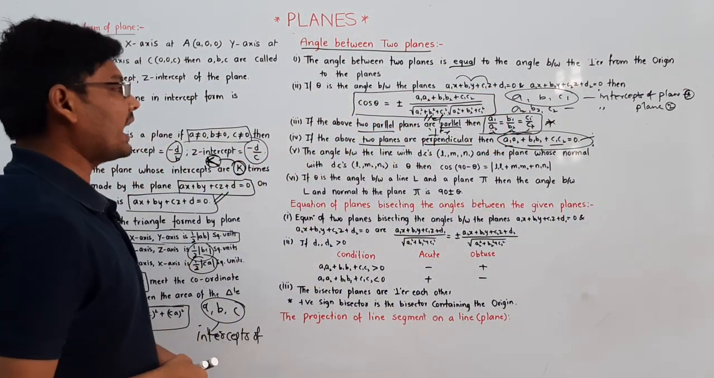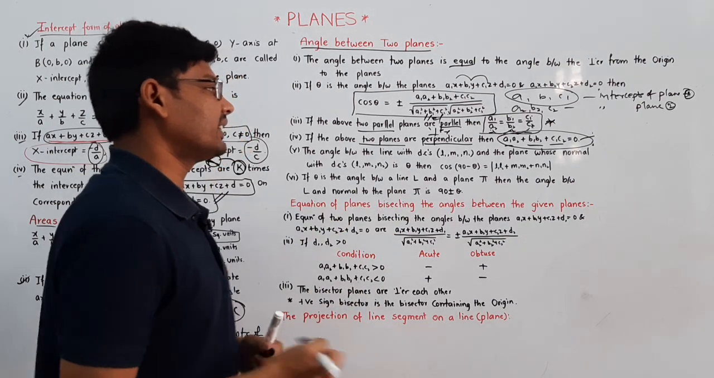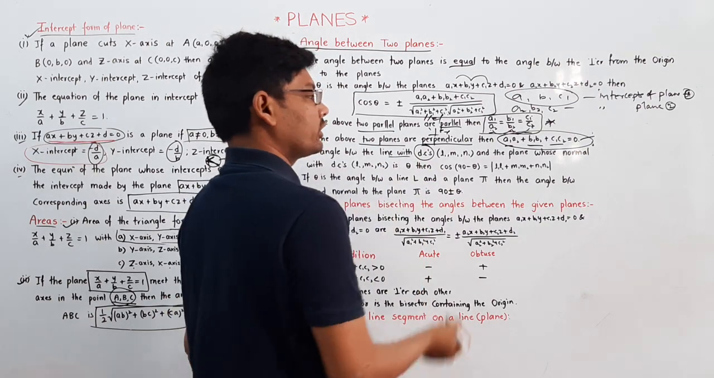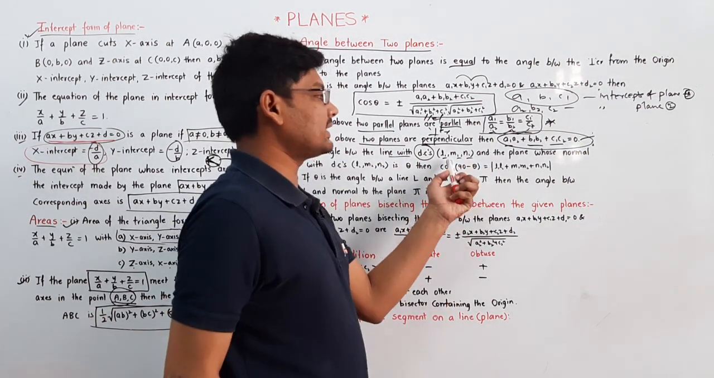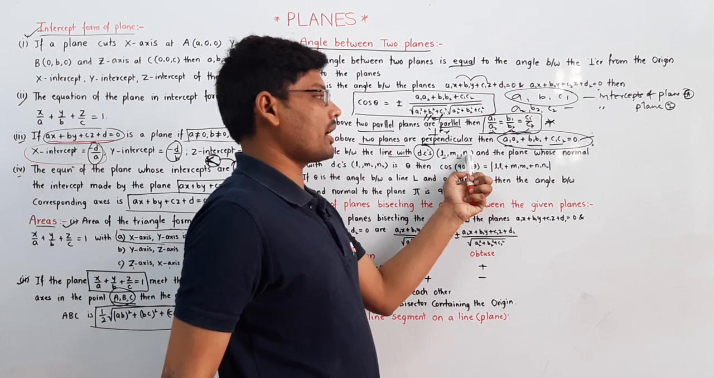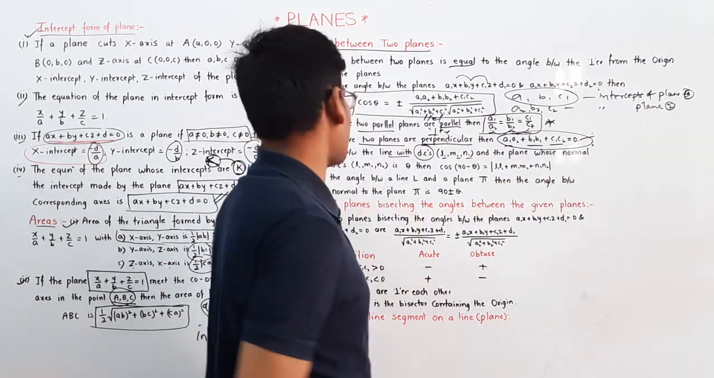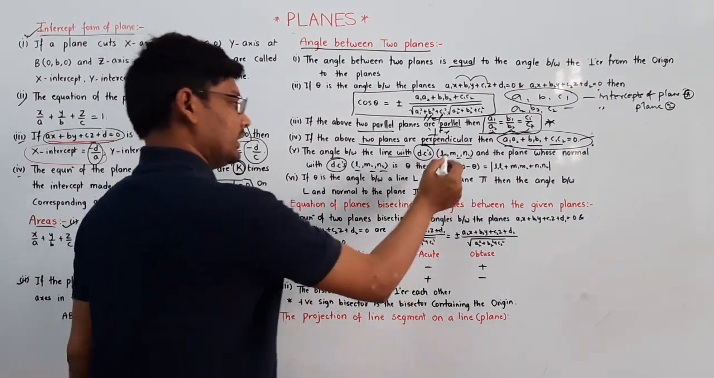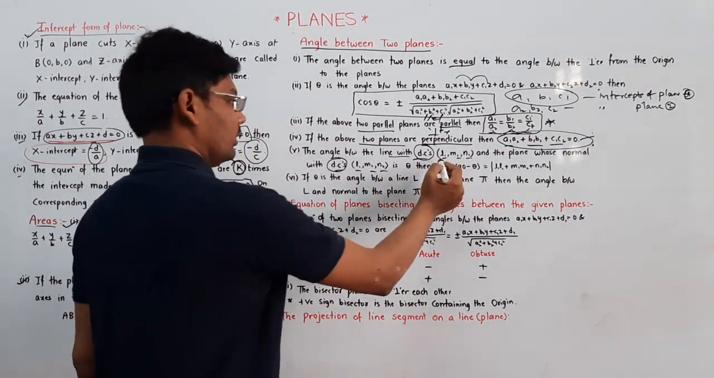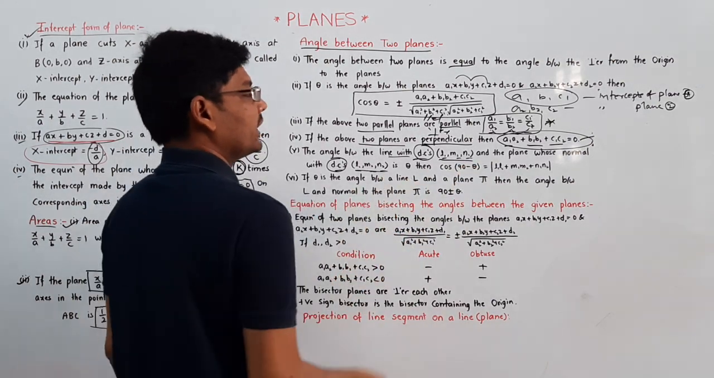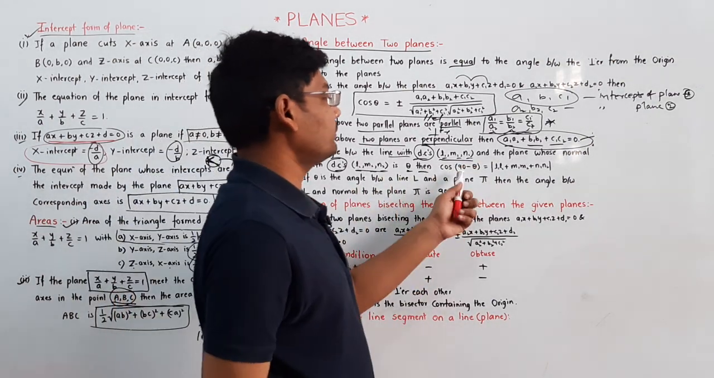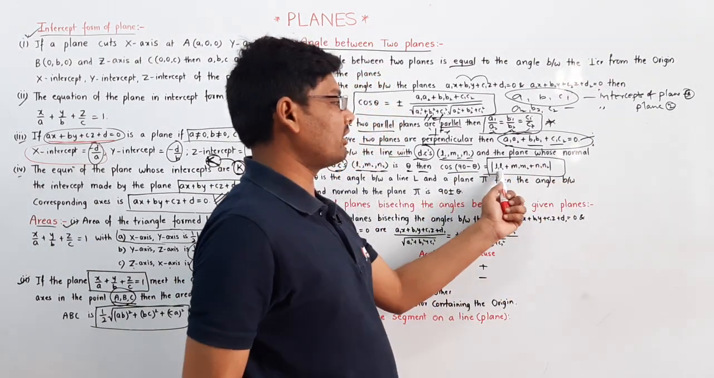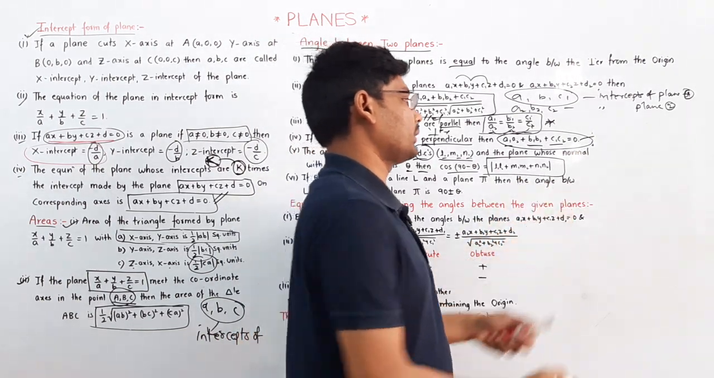Now, the angle between the lines' direction cosines. The angle between the line with direction cosines l1, m1, n1, where l1 is cos alpha 1, cos beta 1, cos gamma 1, and the plane whose normal has direction cosines l2, m2, n2. Here these are the DCs of line 1 and line 2, and theta is the angle between them. Then cos of (90 minus theta) is equal to the modulus of l1 l2 plus m1 m2 plus n1 n2.